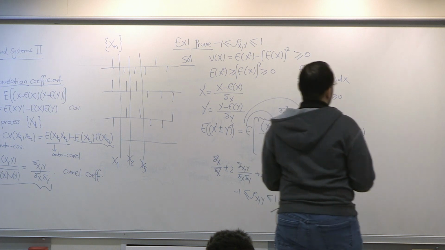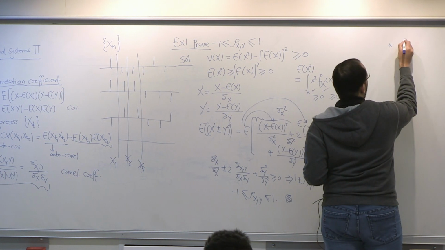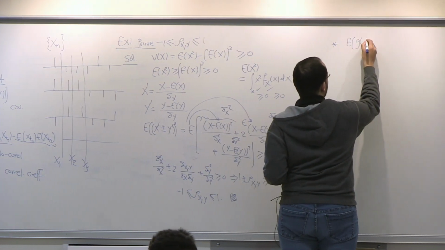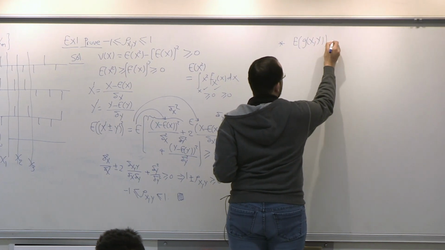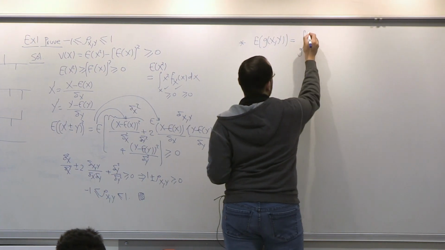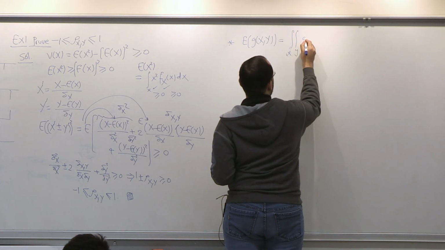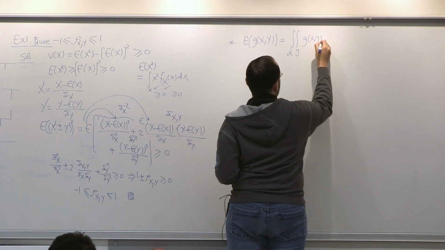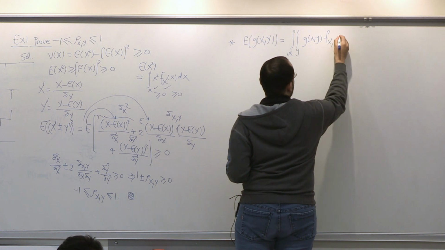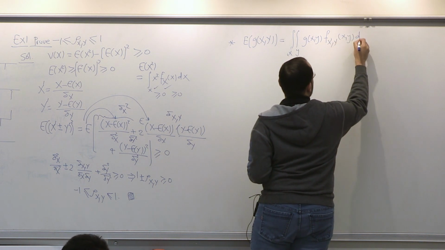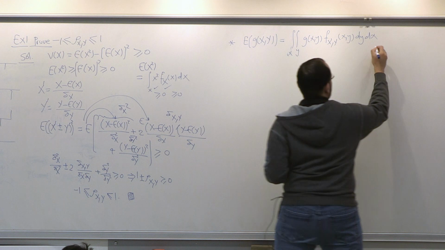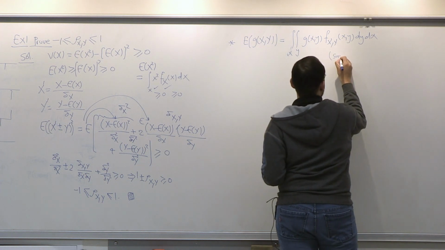Good. What is the expected value of a function of two random variables? It's exactly the same thing we did for functions of one random variable: the double integral of g(x,y) f_XY(x,y) dy dx, and you sum if discrete.